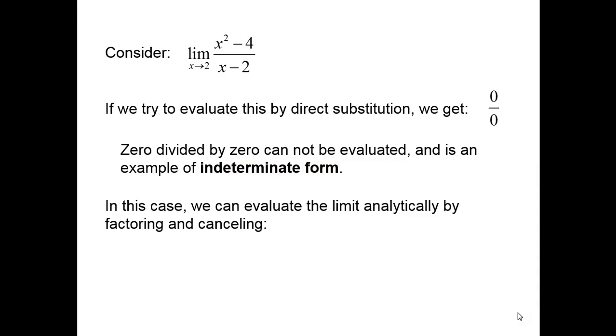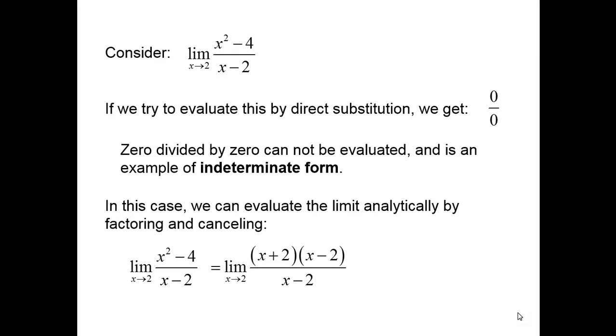Last year in Calc AB, of course, this was an easy one to figure out because we would just go ahead and factor the numerator, and you see the x minus 2 divide out. We get the limit of this expression, which is just 4. And as you'll recall in the graph, that 0 over 0 at x equals 2 gave you a hole.